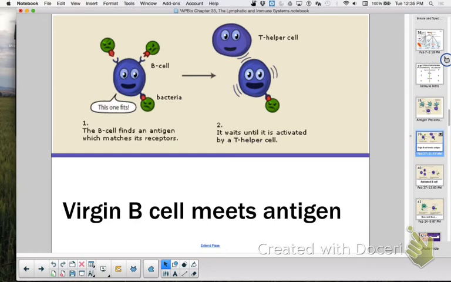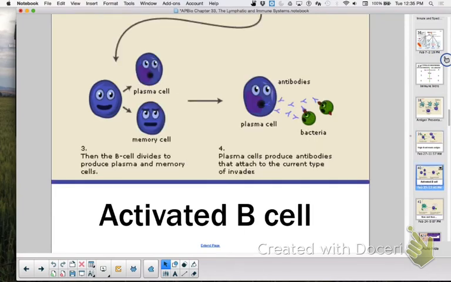Okay, so he came in contact with that pathogen. This helper T cell who recognizes that same one says, yes, you're right. So now he grows and he divides and he forms 2 types of cells, plasma and memory. And the plasma cell is what's going to secrete all the antibodies that mark that same pathogen for destruction.